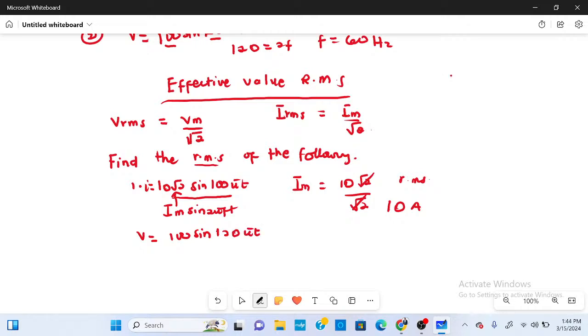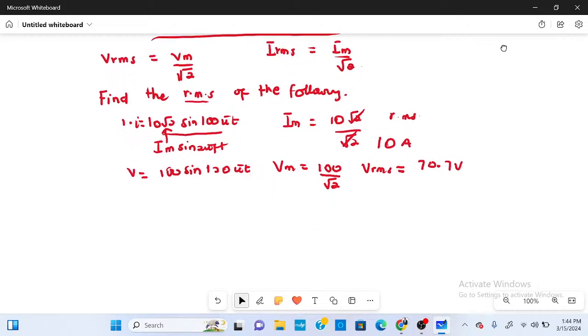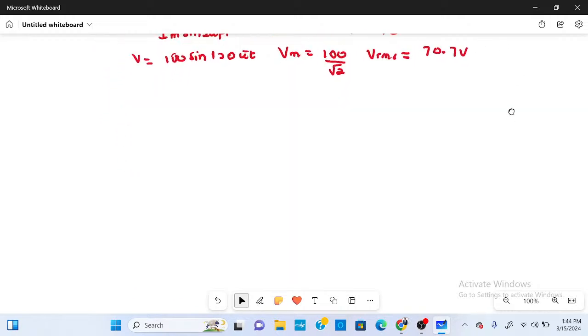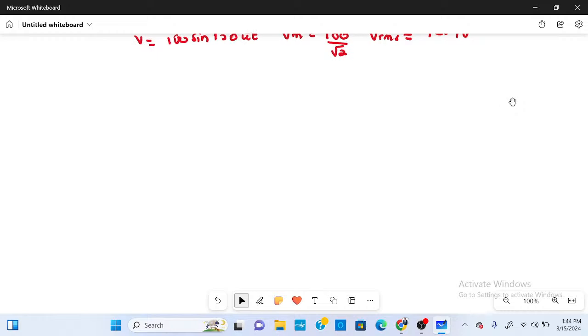So at this point, you realize that 100 is the peak. So Vm is equal to 100. And when I divide over root 2, I should get my VRMS, which is equal to 70.7 volts. So this is how you find the effective value as well as our frequency given any waveform. Now let's quickly move to the next section, which deals with what we call harmonics.